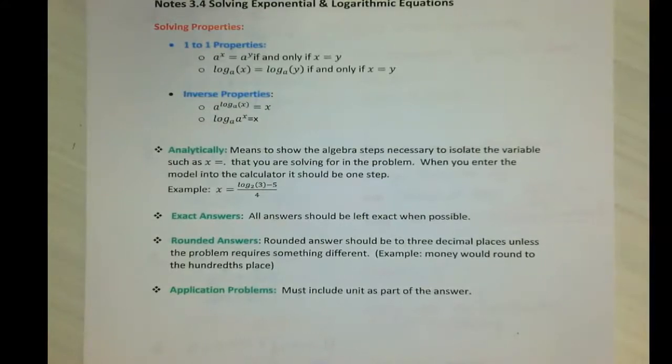Round answers to 3 decimal places unless the problem says something different. For instance, if it's a money problem, you wouldn't go to 3 decimal places, because who walks up to the cash register and the cash register says, I want $10 and 0.3476 cents, right? So make sure it makes sense for the problem. Application problems must include the unit as part of the answer, and you will not receive credit for the answer without that unit. So just pay special attention to that.